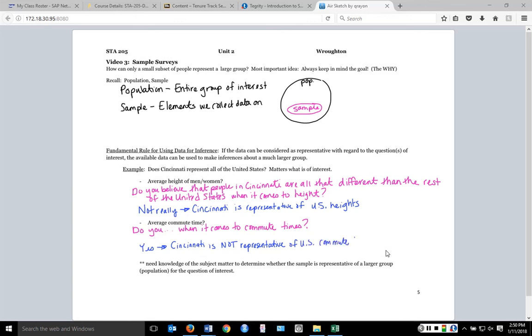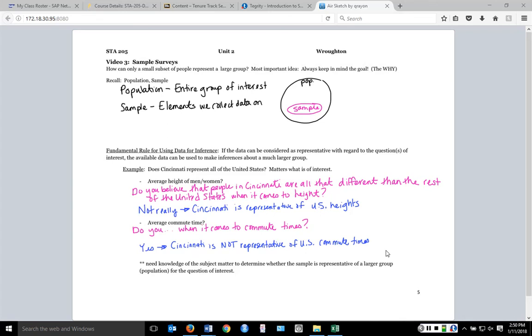So hopefully by looking at these two examples, it makes some sense as to what we have to pay attention to. We don't want to just get a gut instinct and say, oh, that sample can't be representative. It really comes down to, what are we trying to answer? What information did we collect on that person? So it really does make a difference what type of question you're asking.